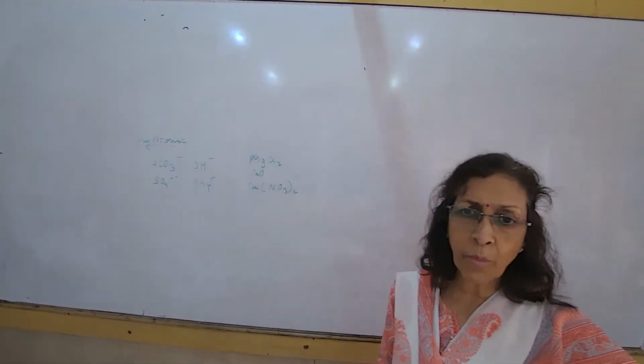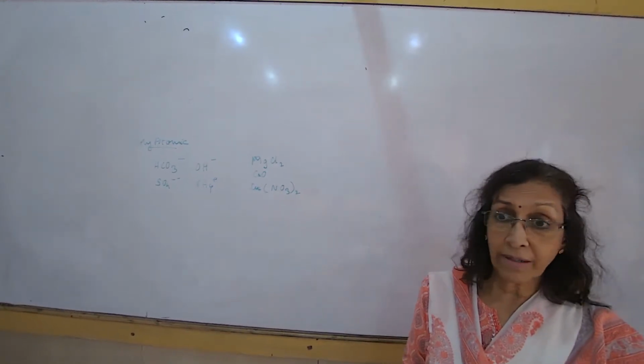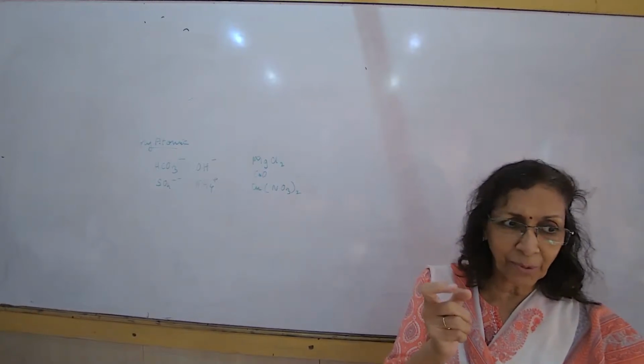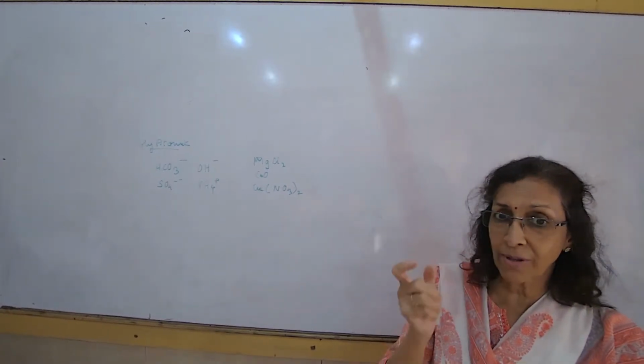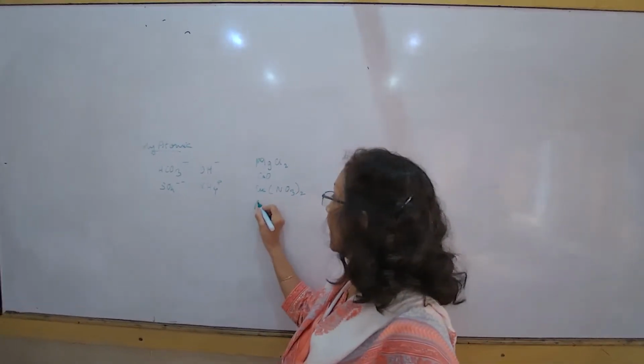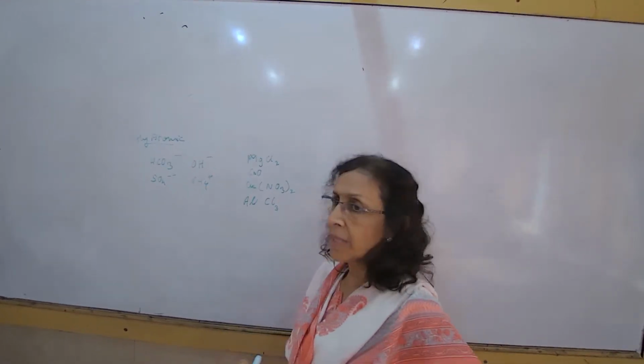Is it ammonium? Read properly. Aluminium chloride. Be careful. Many children make this mistake. Aluminium and ammonium both sound very similar. So what is it given there? Aluminium chloride, AlCl3. Correct.